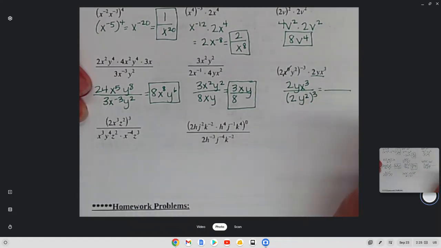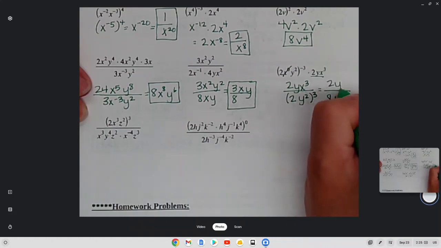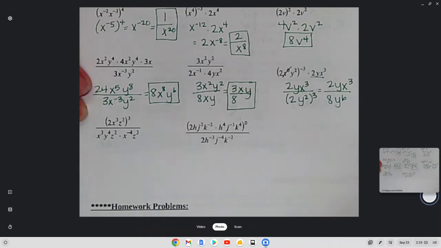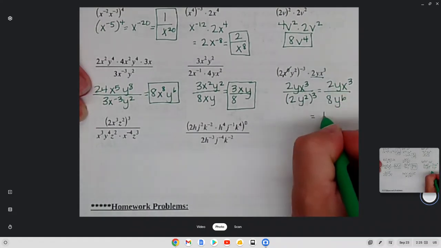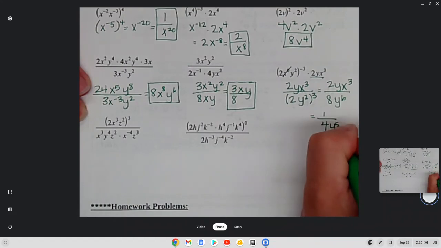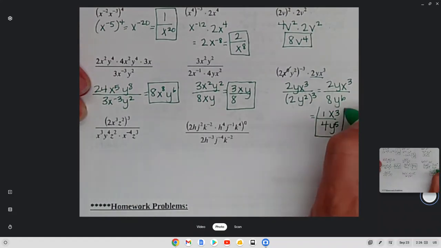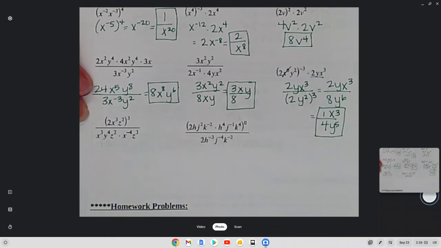Again, let's just focus on that denominator for a second. So I get 8y to the 6th, and then I have a 2yx cubed. Well, I can reduce here, right? So I get 1/4 y over y to the 6th. Well, 1 minus 6 is -5, so negative tells me it stays in the denominator. And then I have an x cubed. So it looks like 1x cubed or just x cubed over 4y to the 5th.